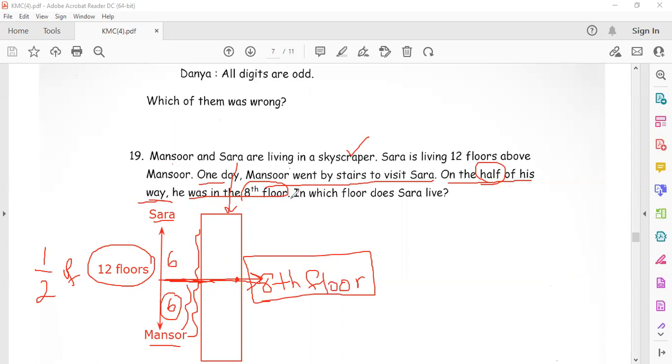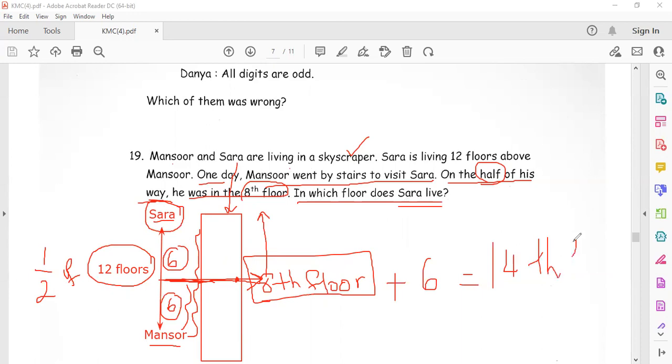Okay, all right. Now, in which floor does Sarah live? That's our question. So from the 8th floor, he has to go up another 6 floors to reach Sarah's place, which means 8 plus 6. And that would give you the 14th floor is where Sarah lives. Okay, that's question number 19.